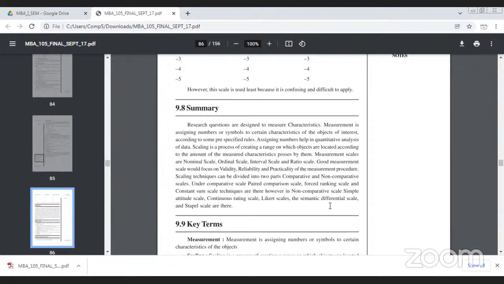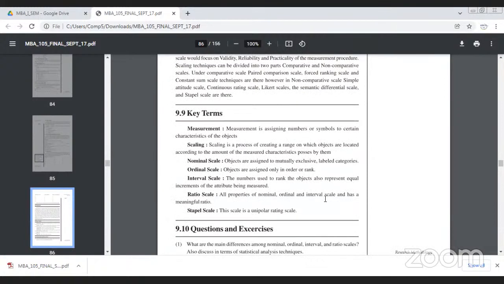A good measurement scale would focus on reliability, validity, and practicality of the measurement process. Scaling techniques can be divided into two parts, comparative and non-comparative scales. Under comparative scales, paired comparison scale, rank order scale, and constant sum scale techniques are there. In non-comparative scales, there are the simple category scale, continuous rating scale, Likert scale, semantic differential scale, and the Stapel scale. Key terms: measurement, scaling, nominal scale, ordinal scale, interval scale, ratio scale, and Stapel scale.